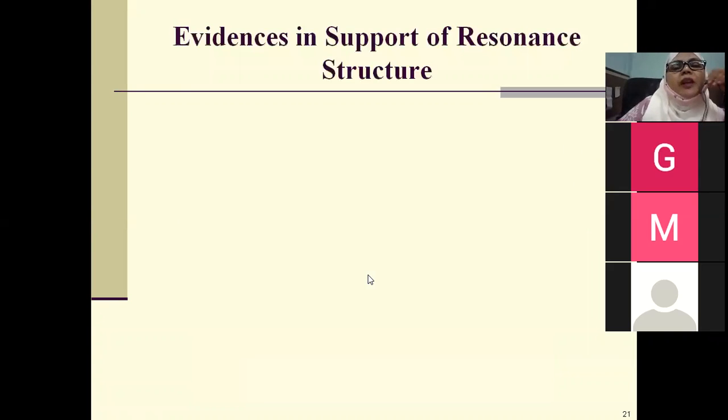Now, the resonance structures that we have seen, we have to show the evidence of that. How is the resonance coming? You tell the evidence. Evidence is nothing but proof. So here we will give the evidences because of which you can say that benzene shows resonance structures. So what are those evidences, that we will see here.